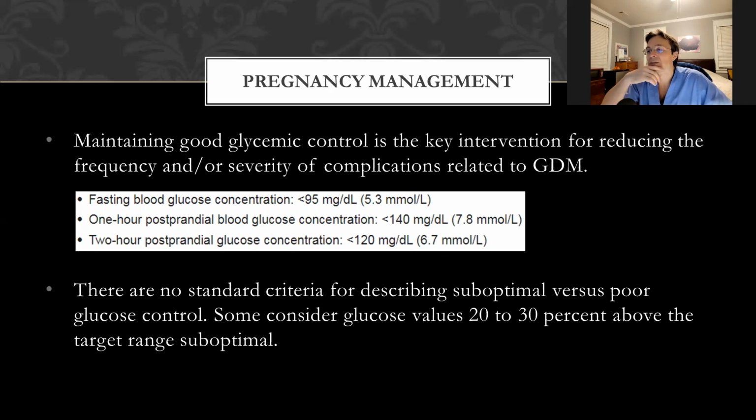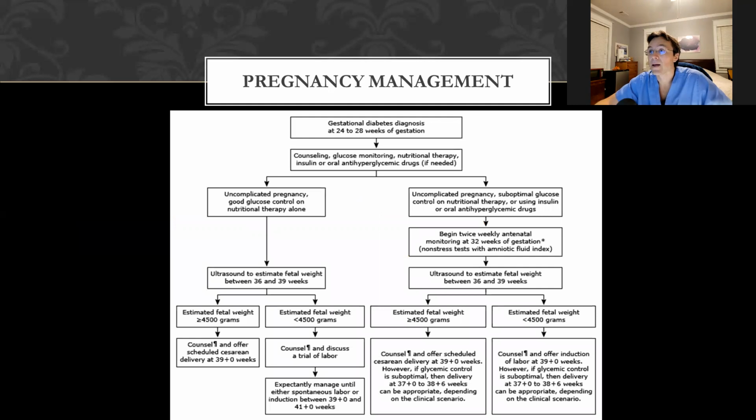And I mentioned prior, there are no standard criteria for describing suboptimal versus poor glucose control, but generally suboptimal is considered to be 20 or 30% above the normal. So if you're talking about fasting blood glucose, then the suboptimal level will be 120, right? So you have to be very careful when managing gestational diabetes, and you've got to be aggressive with managing gestational diabetes in pregnant women.